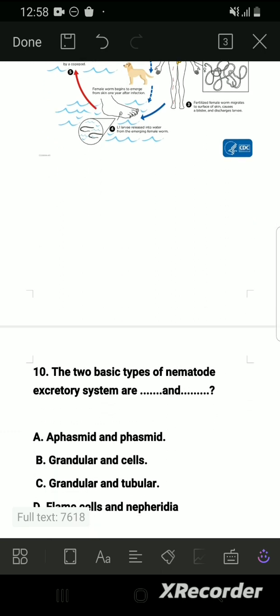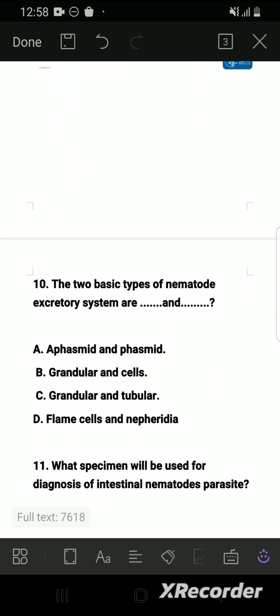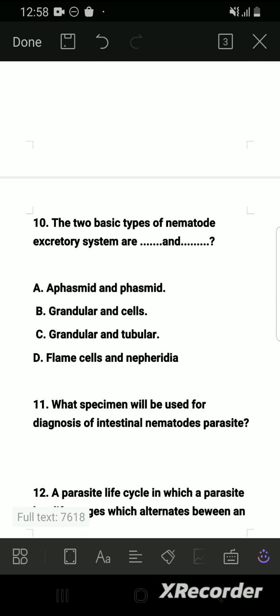So for the next question, the two basic types of nematode excretory system are dash and dash. For nematodes, if you go under the classification, you see where they wrote Phasmidia. Nematodes are classified under Phasmidia, and also Aphasmidia, and the phasmids and amphids help in sensory function. They are called the sensory organs in nematodes.